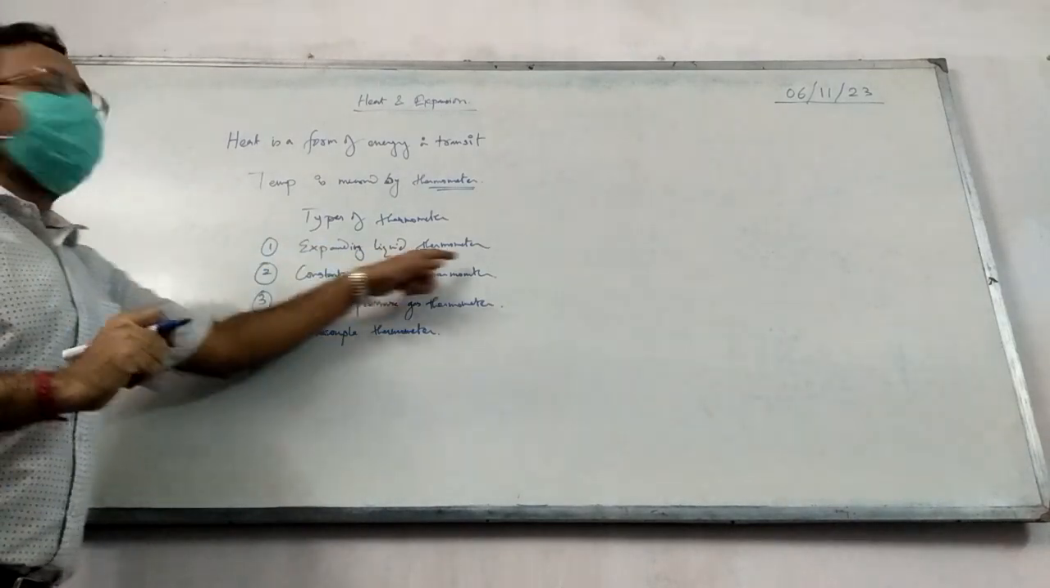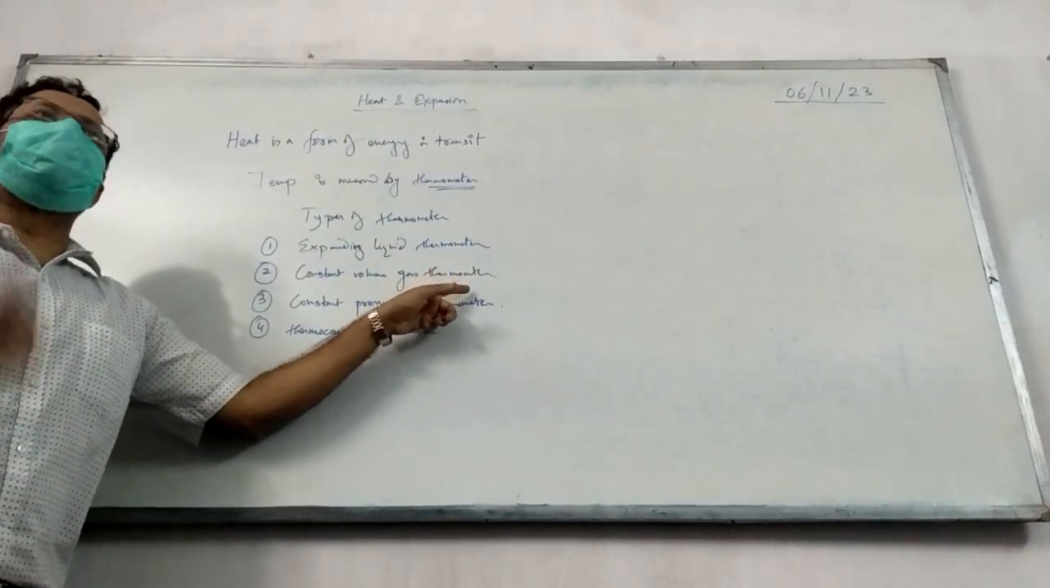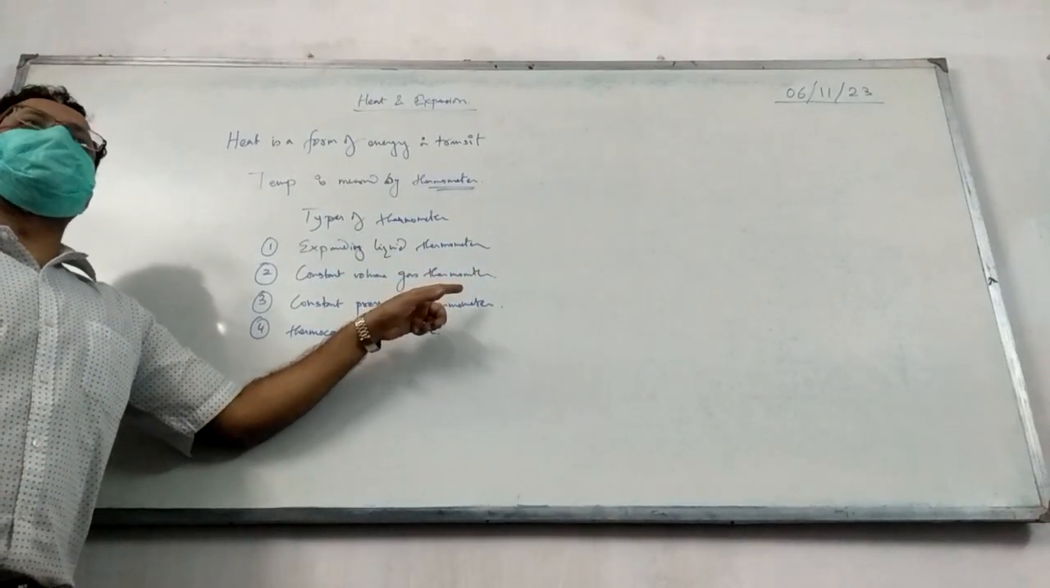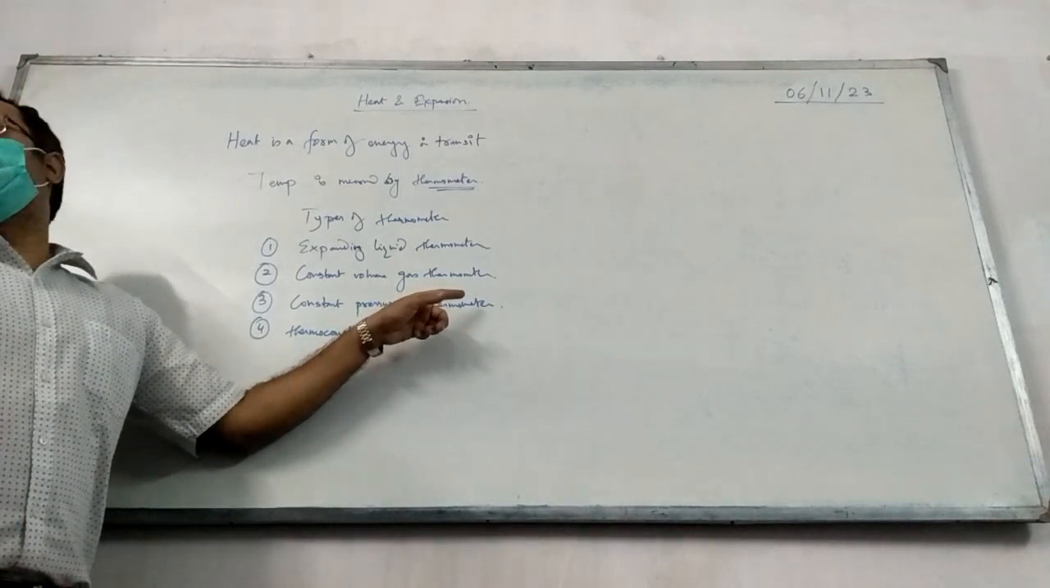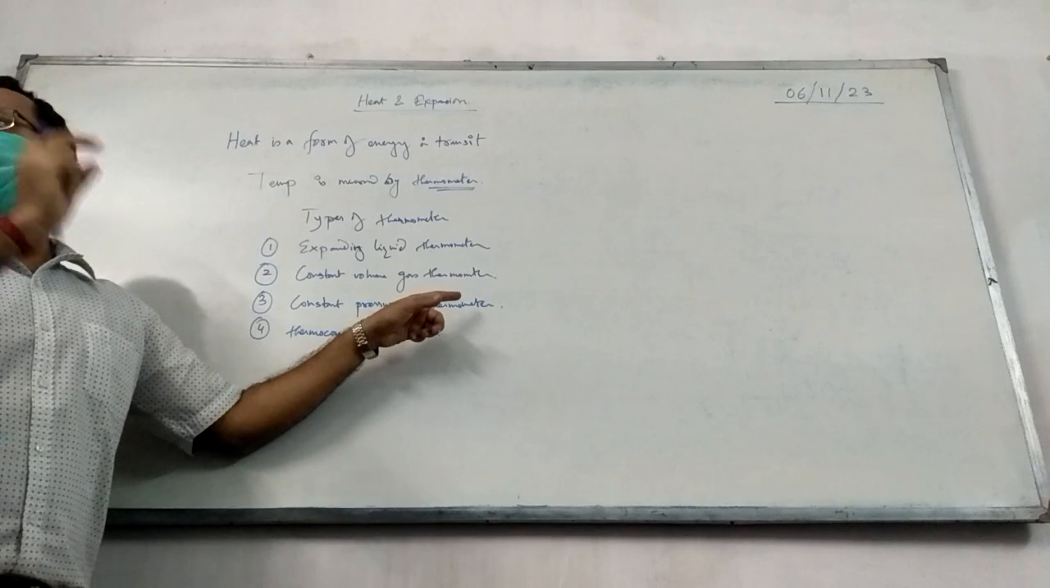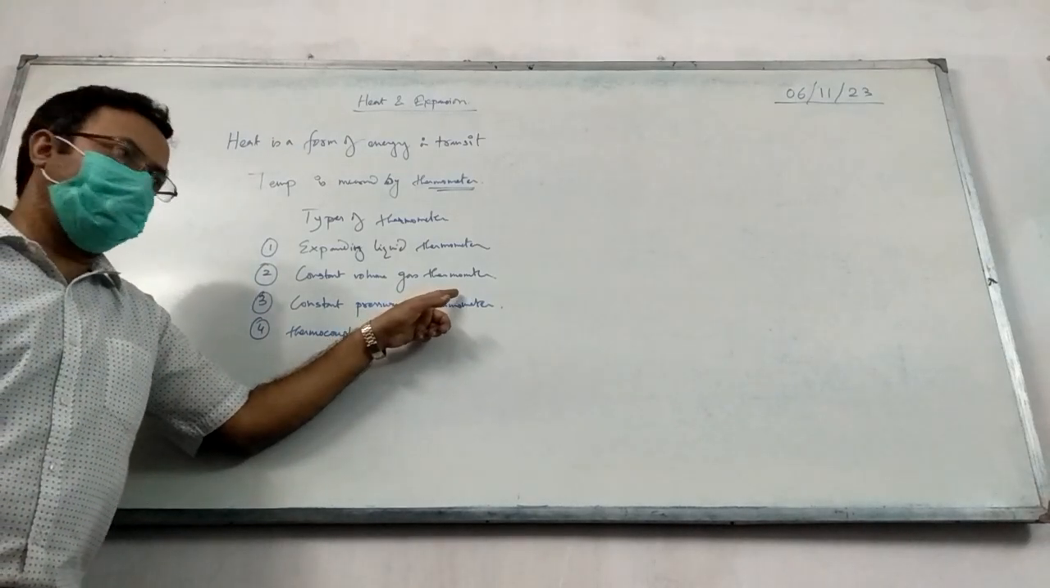Now, what is the expanding liquid thermometer? Example is mercury thermometer. What happens? Inside that thermometer, we keep a liquid which on heating expands. And with the help of expansion, we can measure the temperature of the body.